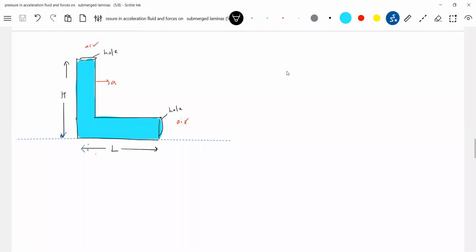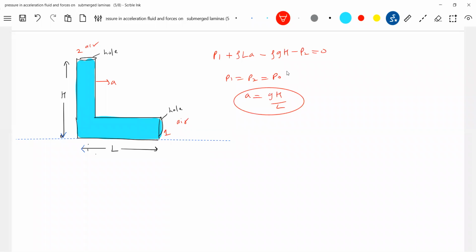Okay, there's a point one. So we'll begin. There's a point two. Writing the manometric equation. So pressure at 1, P1 plus rho L A. If you move against the container, rho L A minus rho G H minus P2 equals 0. Look at both the holes exposed to air. So what should be the pressure? P1, P2 equal to P0. So what is A equal to? A should be equal to G H by L.